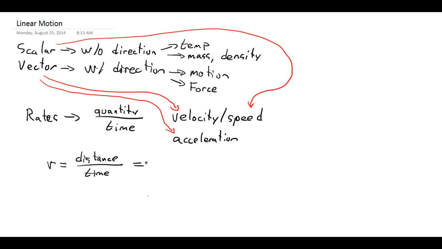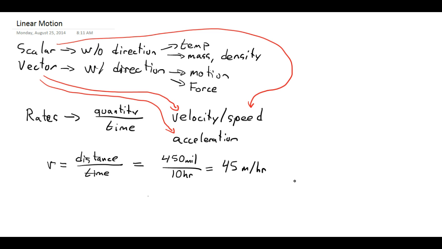So we can do a small example. Let's say that I drove 450 miles in a time of 10 hours. That means my velocity was 45 miles per hour.